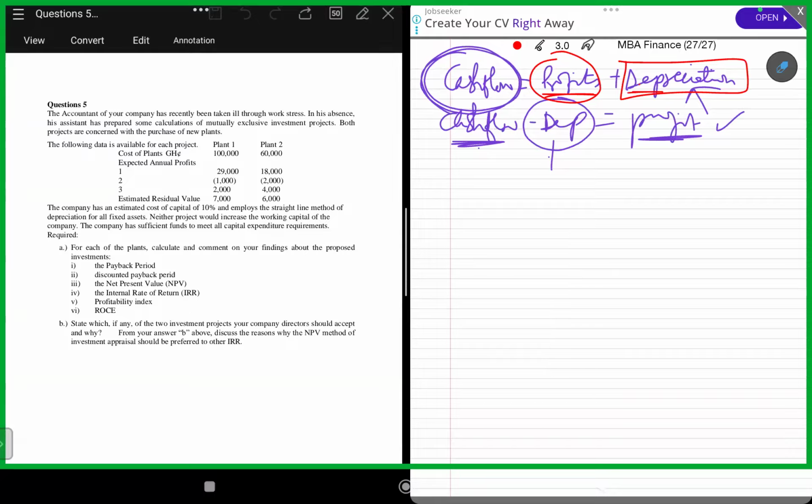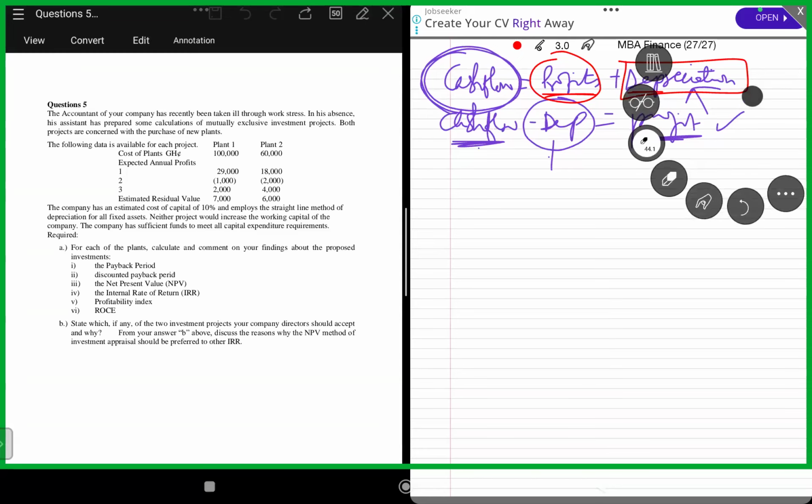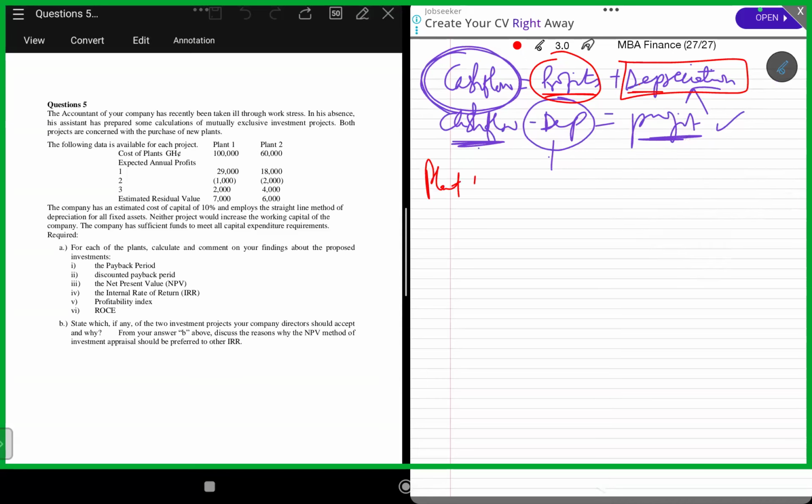That's fine. So now, plant one. What do we do for plant one? The first thing is we have to find the depreciation. So plant one, depreciation. It says straight line method.